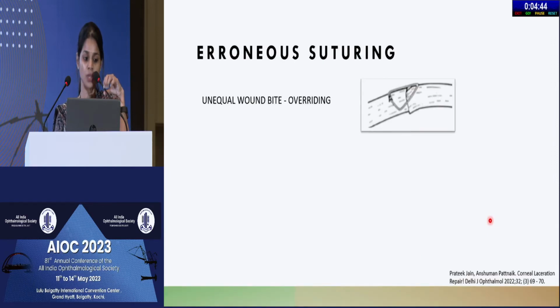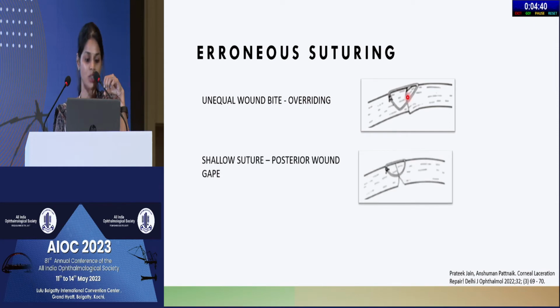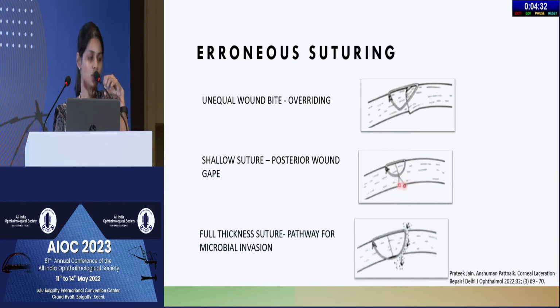So what should we avoid? Unequal wound bites like this can cause overriding. Shallow sutures can cause a posterior wound gape, and this will lead to aqueous getting exposed to the stroma and causing edema. And a full thickness suture, of course, is a pathway for microbial invasion.